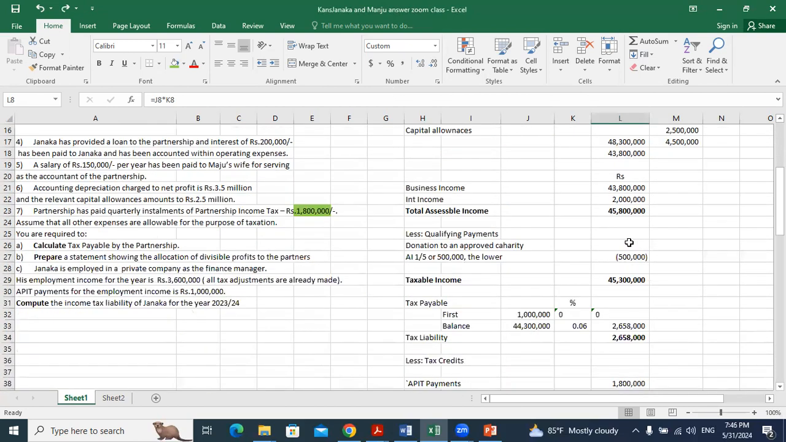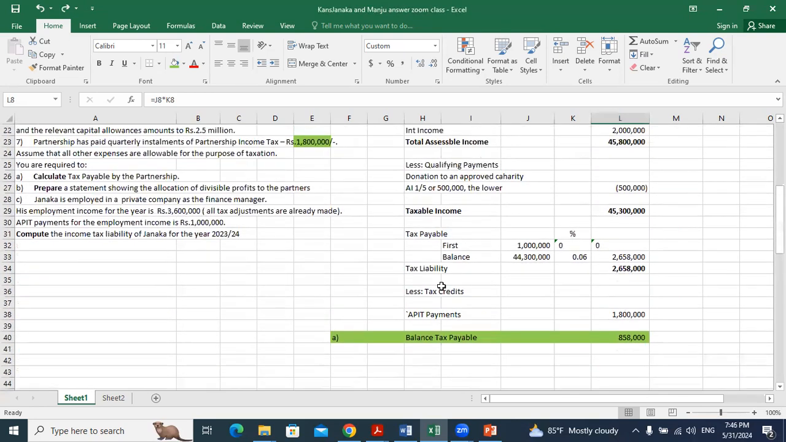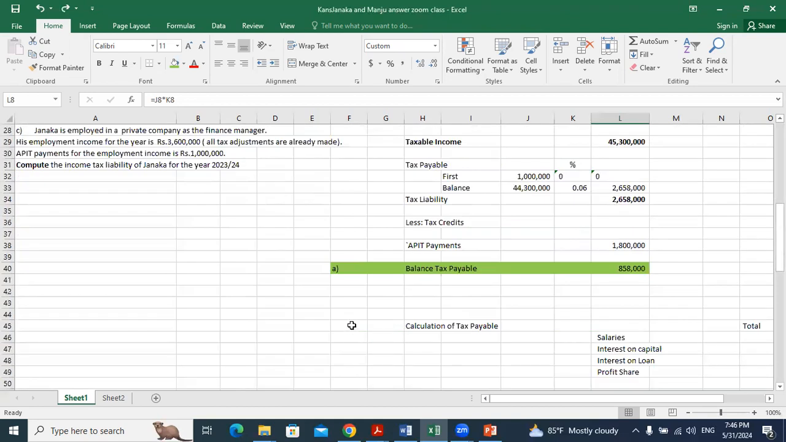Now, part A is done, and we go to part B. Prepare a statement showing the allocation of divisible profit to the partners. This is part B. Allocation of divisible profit.